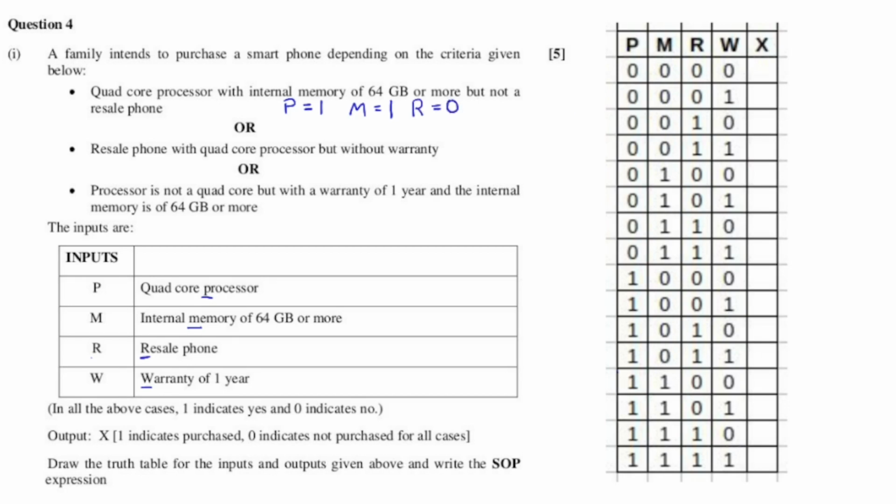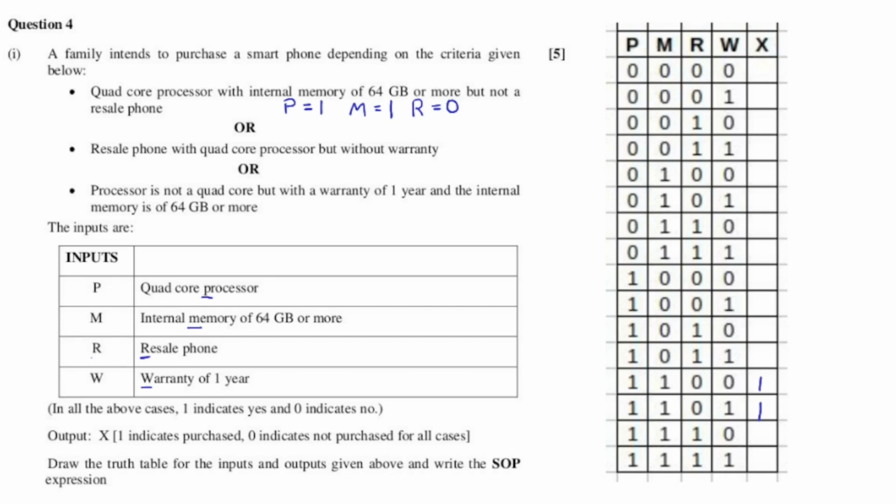So if we look over here, P is equal to 1 means the last 8 rows. With that we need M is equal to 1, that means the last 4 rows, and with that we need R is equal to 0, which means that we are looking for this row and this row, that is we'll place a 1 over here and a 1 over here.